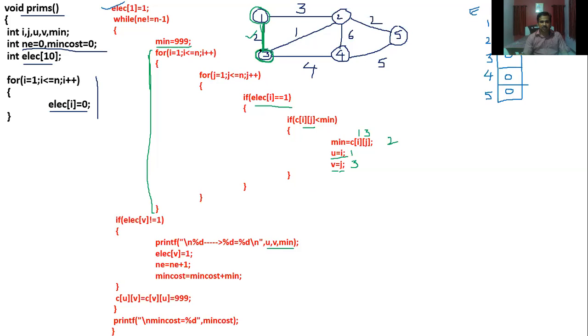In Dijkstra's, I used to use the word visited. Here in this case, I'm using the word elected. And the number of edges, 1 edge I got. Minimum cost is 0 plus 2, 2. And this, again, uv I'm supposed to initialize with a larger value, infinity.